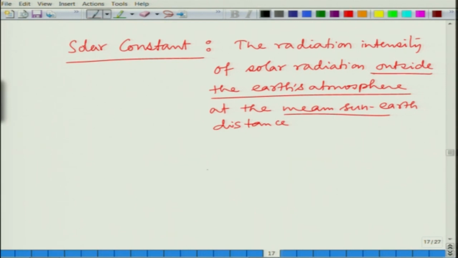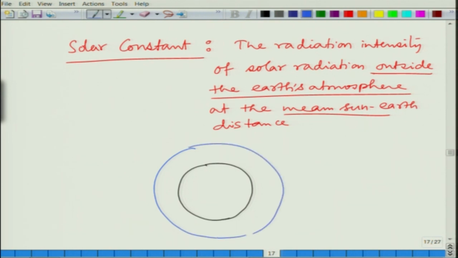So, what we can see that if this is our earth and we have a layer of atmosphere on top of this. Okay. So, when solar radiation is coming, what we are measuring here is that we are placing a plane just outside the atmosphere and measuring the intensity on top of this plane. Okay. And again when the sun and earth is at the mean distance.